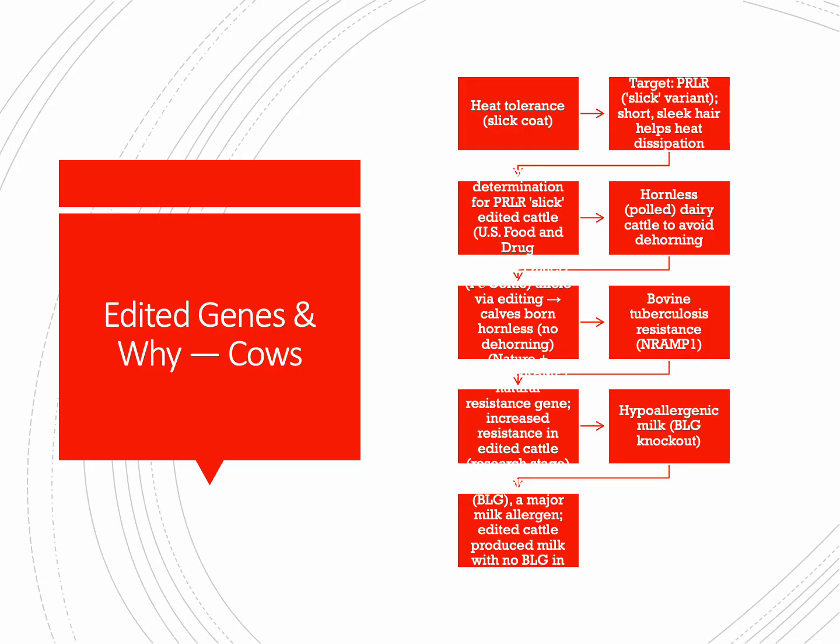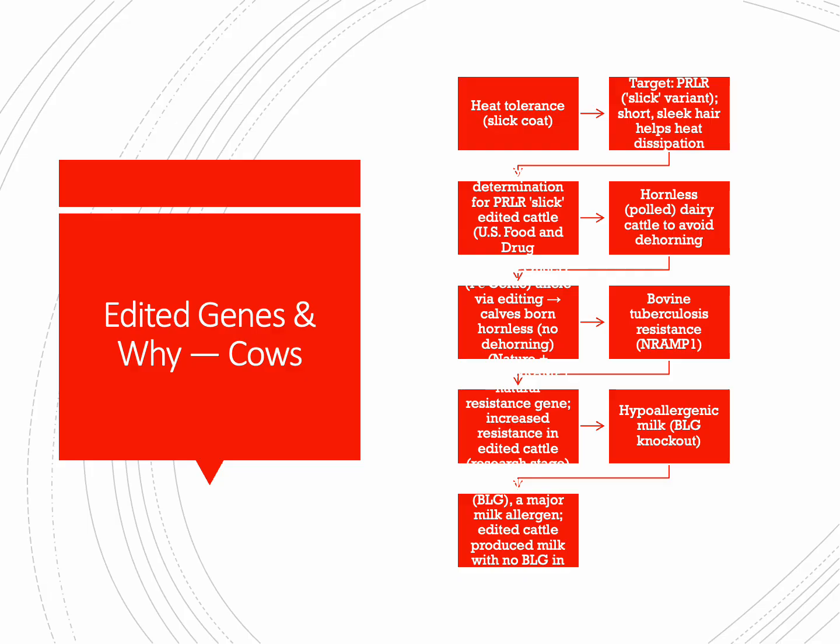The next one I would like to talk about is the hornless polled dairy cattle, which involves the calves being born without horns, which avoids the dehorning process, which is painful for the animal and traumatic. The target of this gene is the polled, or PC Celtic allele, and due to the editing, the calves then become hornless, which takes away that whole procedure.